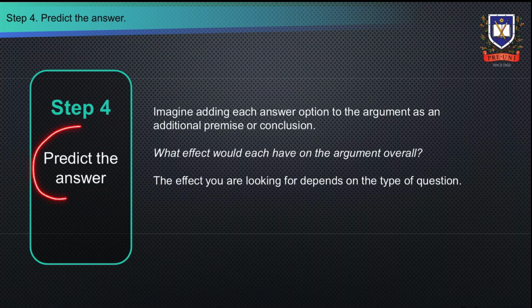Step 4. Predict the answer. Imagine adding each answer option to the argument as an additional premise or conclusion. What effect would each have on the overall argument? The effect you are looking for depends on the type of question. We will go through the specific effects in more detail when we discuss each type of critical thinking question.